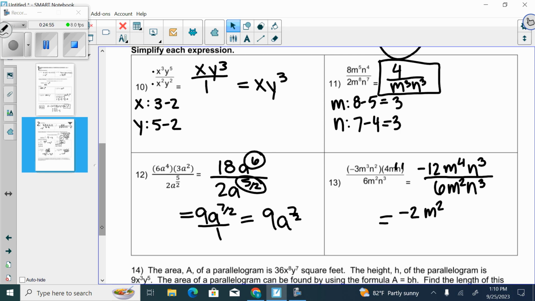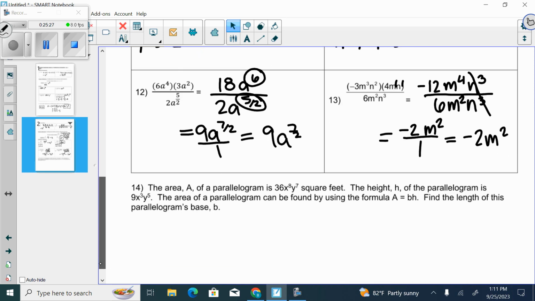All right, then for n, what are my exponents? 3 and 3. What is 3 minus 3? 0. So it's completely gone. There's no n anymore. It's all the way gone. There's 0 left of them. Okay, and then I can put this over 1, but I don't need it, right? So I could just say this is negative 2m squared. Okay. Those two divided out for us.